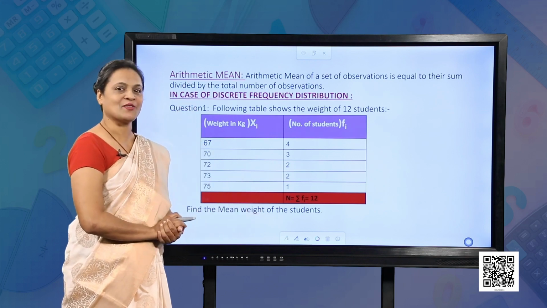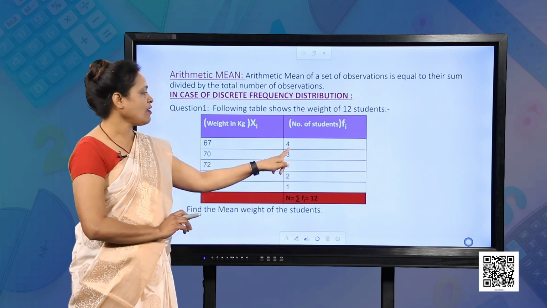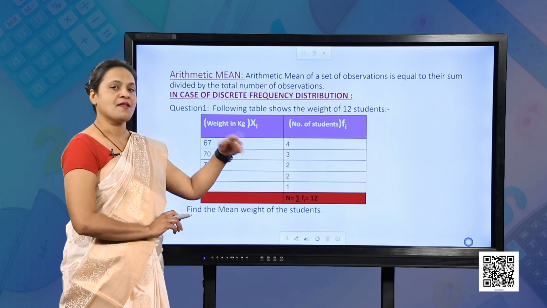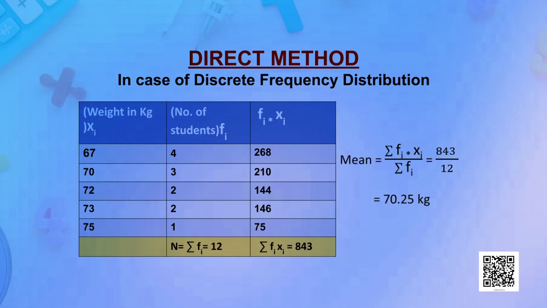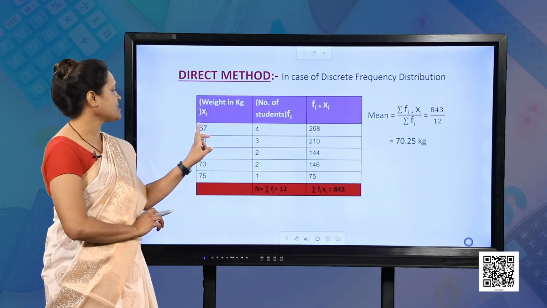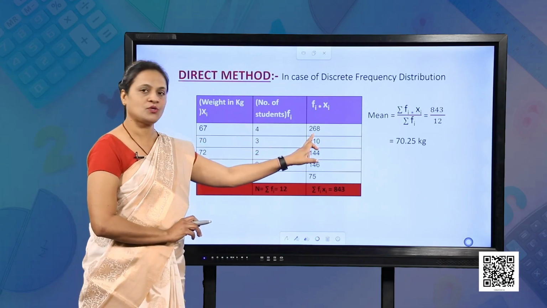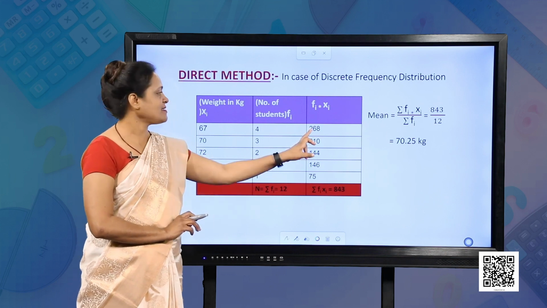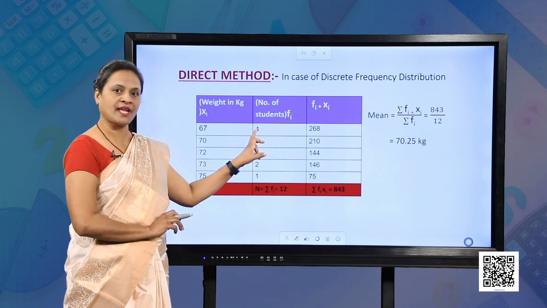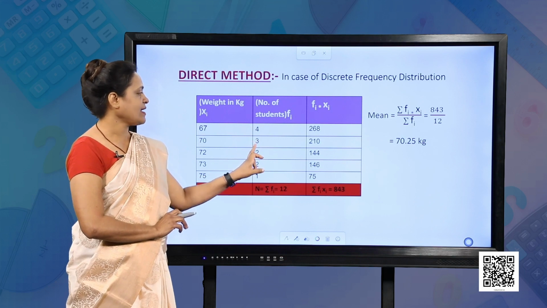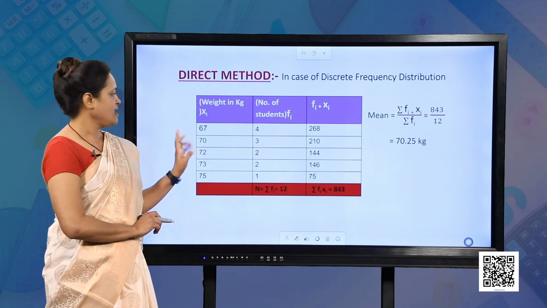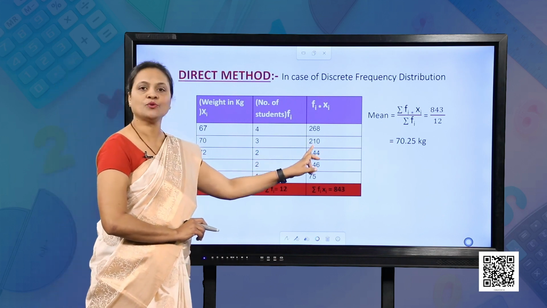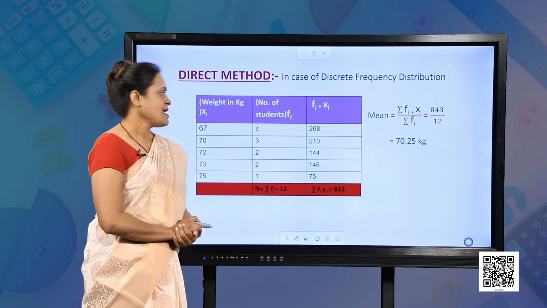Just take the case of marbles. Suppose all these 4 students are given a number of marbles equal to their weight, then what will be the total number of marbles collected by these 4 students? It will be 67 into 4, that is 268. So, this is the weight of these 4 students. Similarly, we can calculate the weight of these 3 students. Each of them has a weight of 70 kg. So, these 3 will have a weight of 210 kg.